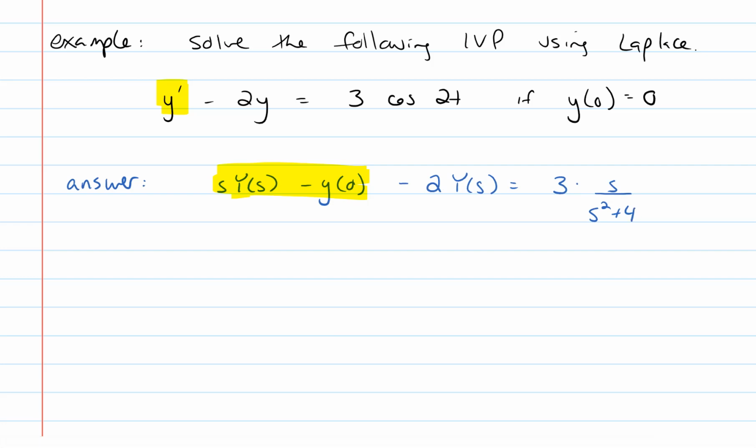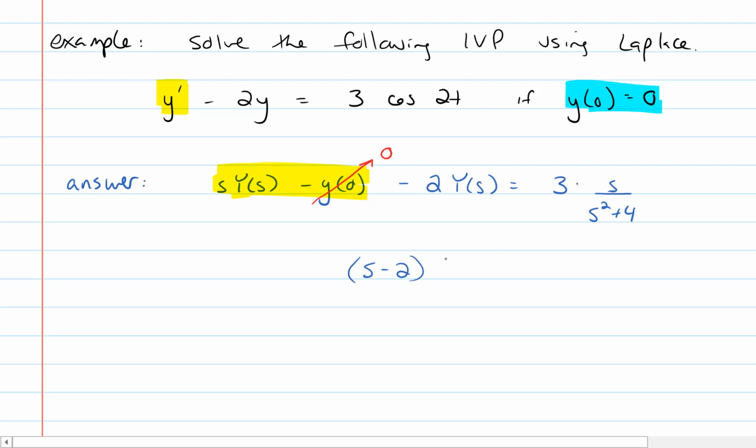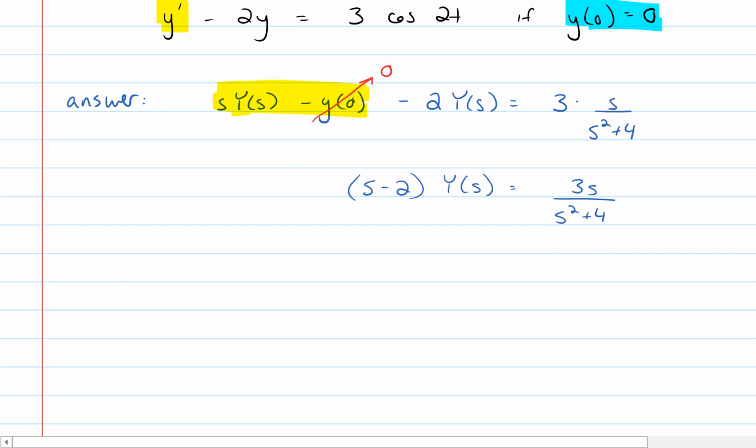Now notice that our initial condition, y of 0 is equal to 0, and so our initial term here is just going to go to 0, and what we're left with on the left-hand side, if we factor out a capital Y of s, is we get s minus 2 onto capital Y of s is equal to 3s over s squared plus 4. And then solving for Y of s, we get 3s over s minus 2 times s squared plus 4.